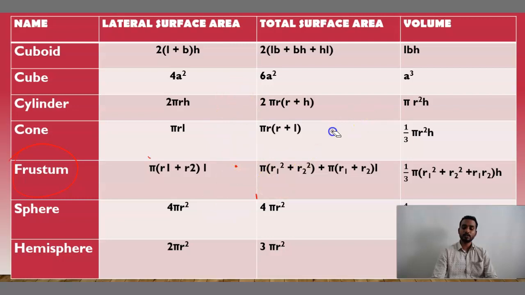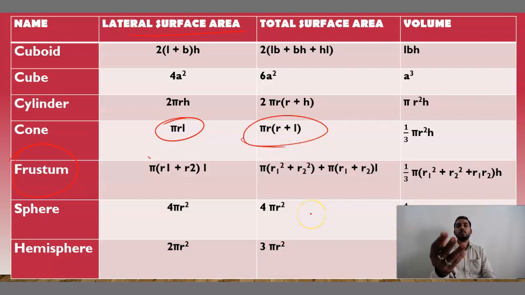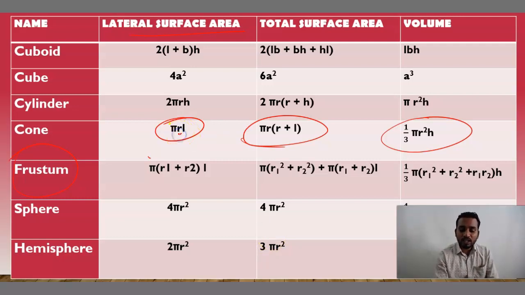Now, children, one thing I just want to tell you: how to remember the formula to find the lateral surface area of a cone. Remember this, pi r l. If you want the frustum's lateral surface area or total surface area, remember the cone's. For everything, remember the total surface area of the cone, so that it will be easy for you to find the total surface area of the frustum. You remember the volume of the cone, so it is easy for you to remember the frustum's volume. How? Observe here. Wherever you see r, write it as R1 plus R2.